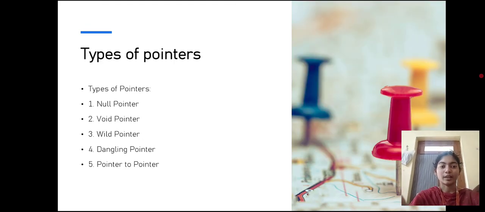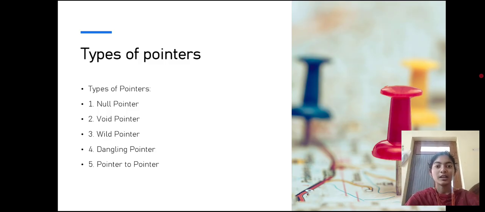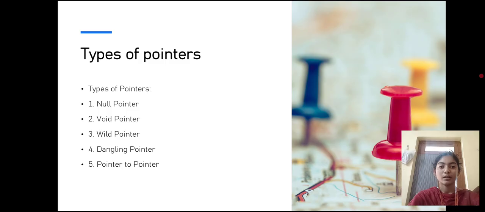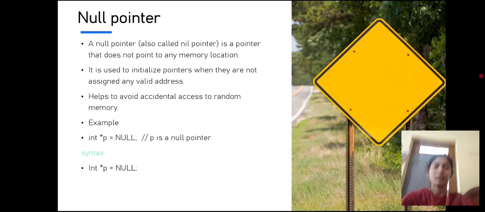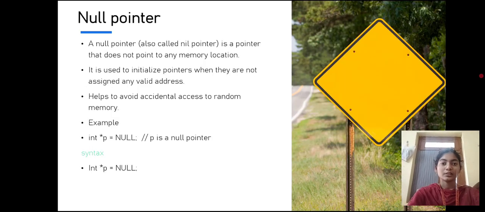Let us discuss the types of pointers. We have 5 types of pointers: null pointer, void pointer, wild pointer, dangling pointer, pointer to pointer. Let us see the first, null pointer.